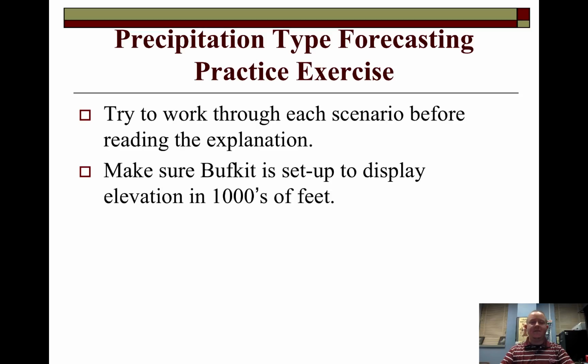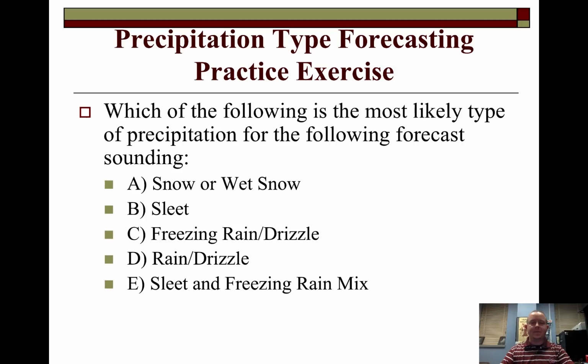And make sure BuffKit is set up to display elevation in thousands of feet, all right? You don't want kilometers or pressure. You want elevation in thousands of feet, okay? And I talked about that in the tutorial. All right, so we're going to look at snow versus wet snow, sleet, freezing rain versus drizzle, rain versus drizzle, and sleet and freezing rain mix. So these are the scenarios we're going to look through.